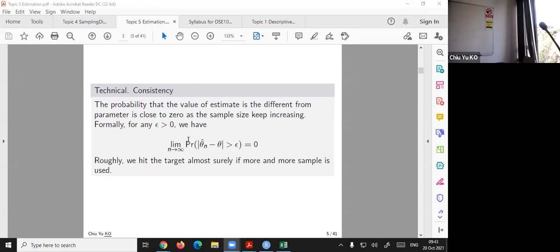Equivalently, the probability that they are as close to each other as you want will be 1. If n gets bigger and bigger, the sample mean will approach the population mean as closely as you want. A bigger n gives closer and closer. This is a probability statement.